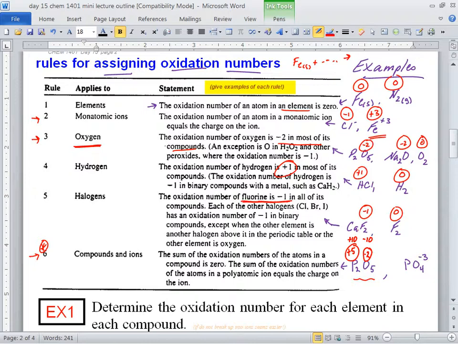Okay. So try the same game with phosphate. See if you can identify what the oxidation state of oxygen is and what the oxidation state of phosphorus is in that ion, phosphate. Your overall charge here is not 0 anymore. It has to add up to be a negative 3.